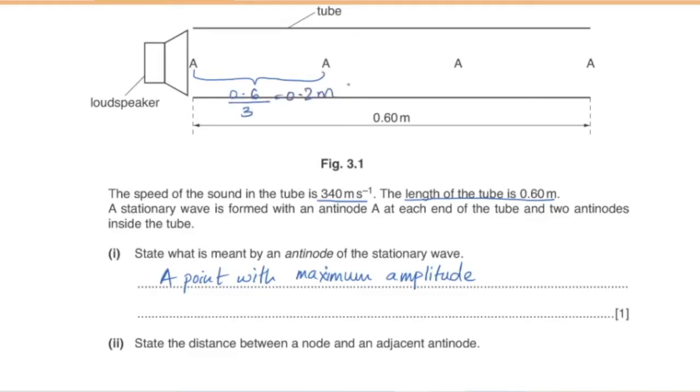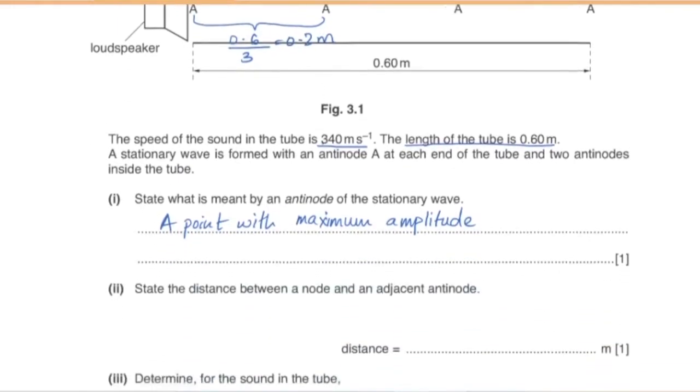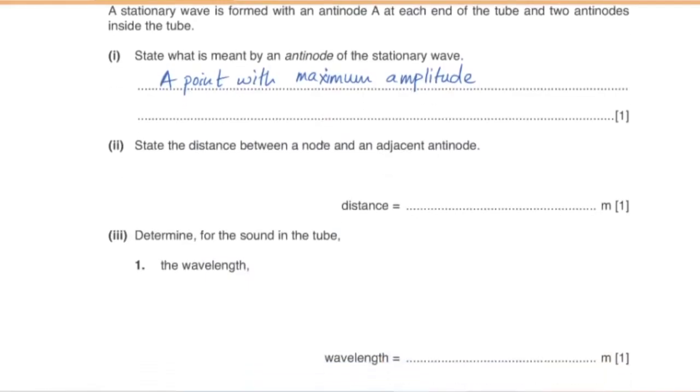So 0.2, this is also 0.2, and this is also 0.2. This makes up 0.6 meters of length of the tube. So 0.2 meters is the distance between 2 adjacent antinodes, and distance between adjacent node and antinode is going to be half of it. So 0.2 divided by 2, that leaves us with 0.1 meters.